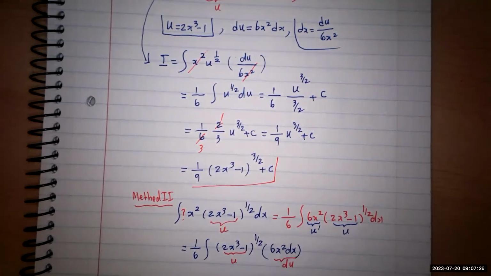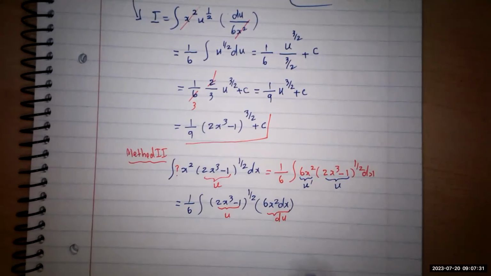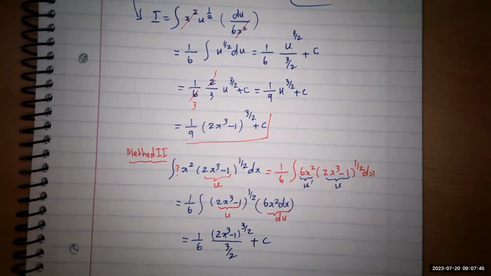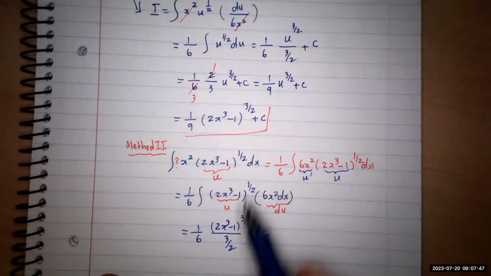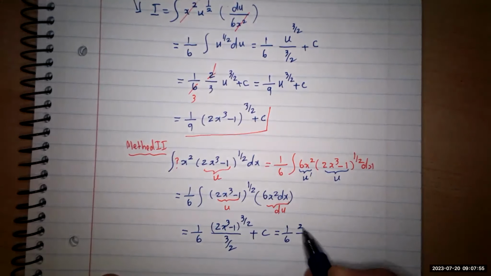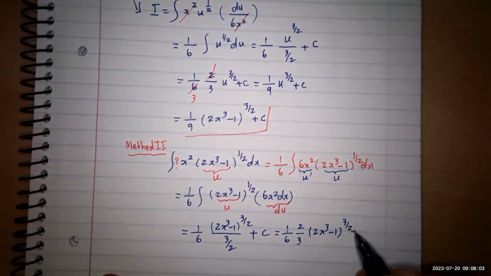So it's like u to the 1/2. You know that for u to the 1/2, you add 1 to the power. So it's going to be u to the 3/2, which is equal to 1/6 times 2x cubed minus 1 to the 3/2 divided by the 3/2 plus the constant c. That's exactly what you did. So use the reciprocal: this is going to be 1/6, and that would be 2/3. Okay, 2/3, 2x cubed minus 1 to the 3/2 plus c.